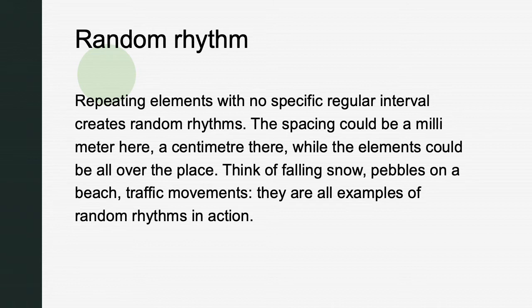Random rhythm. Repeating elements with no specific regular interval creates random rhythms. The spacing could be millimeters here or centimeters there, while the elements could be all over the place. Think of falling snow. These are the examples of random rhythm. Falling snow, pebbles on a beach, traffic movements. They are all examples of random rhythms in action.